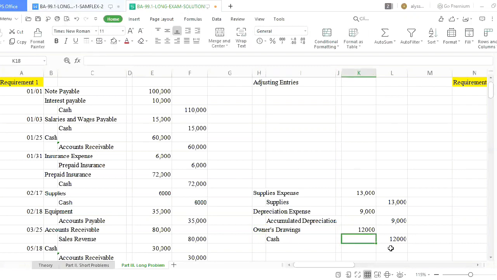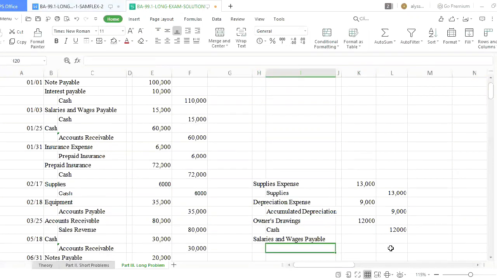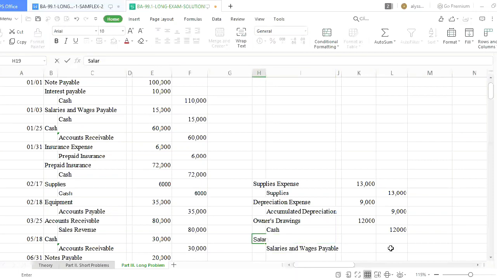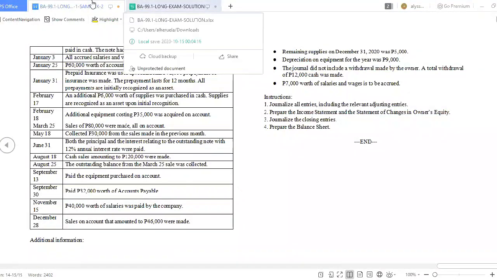So we also have to accrue salaries and wages payable. And payable is a credit, that's the normal balance. And then we debit salaries and wages expense. That's for 7,000.